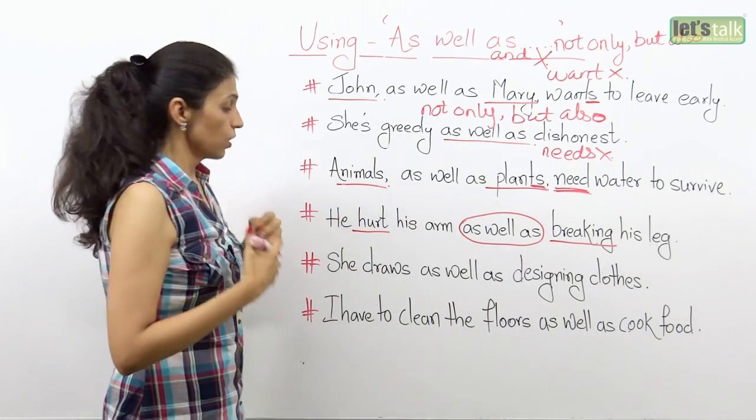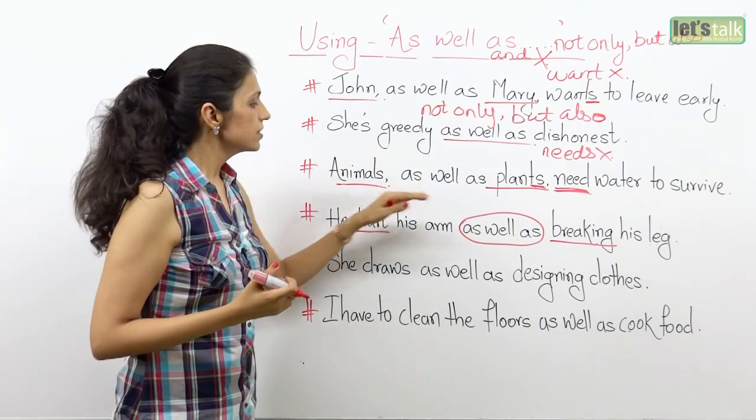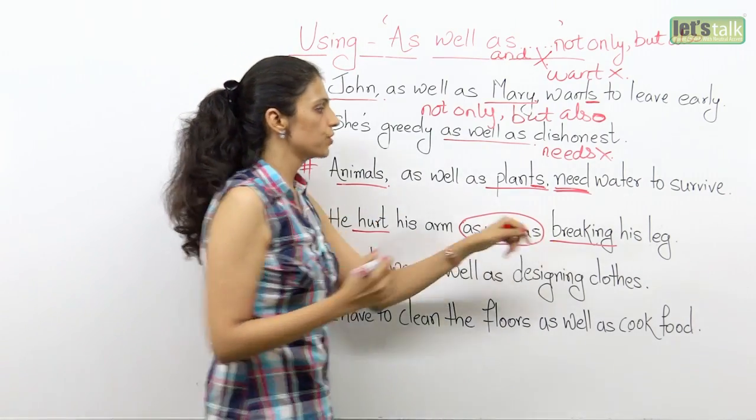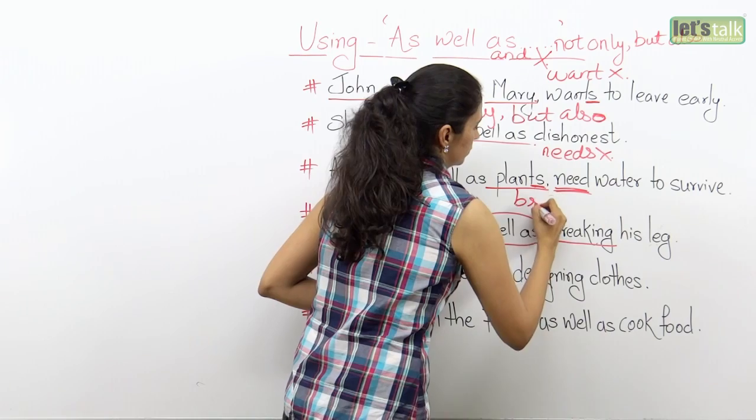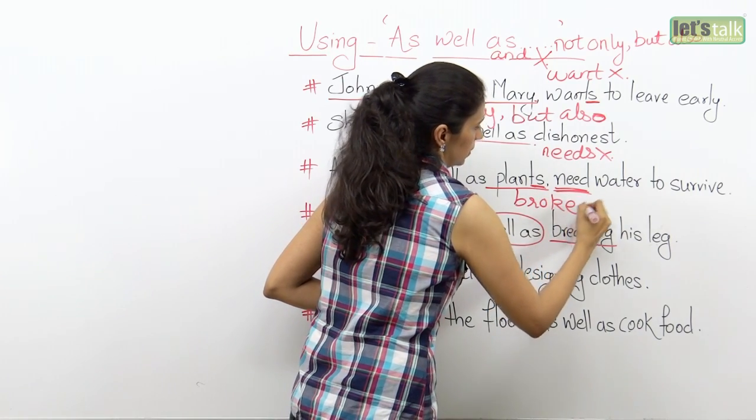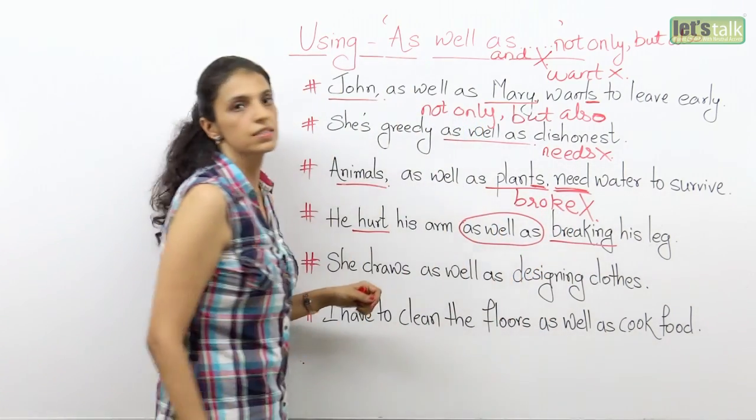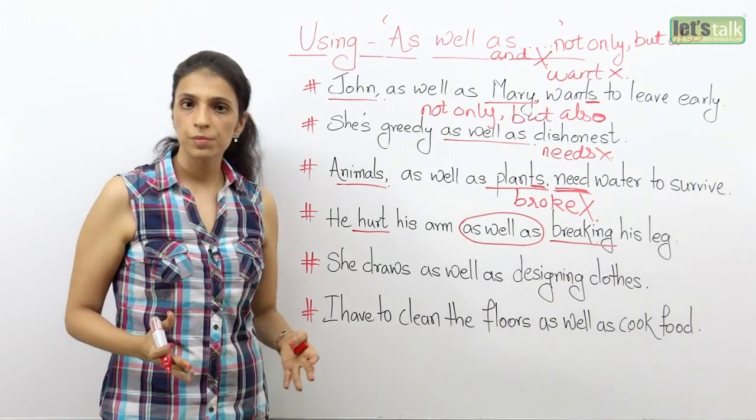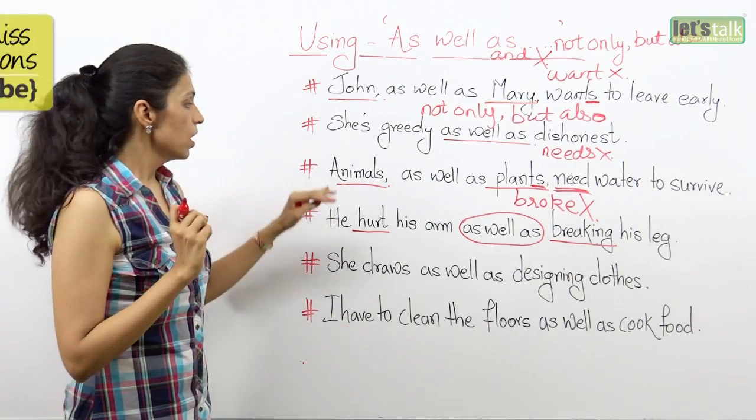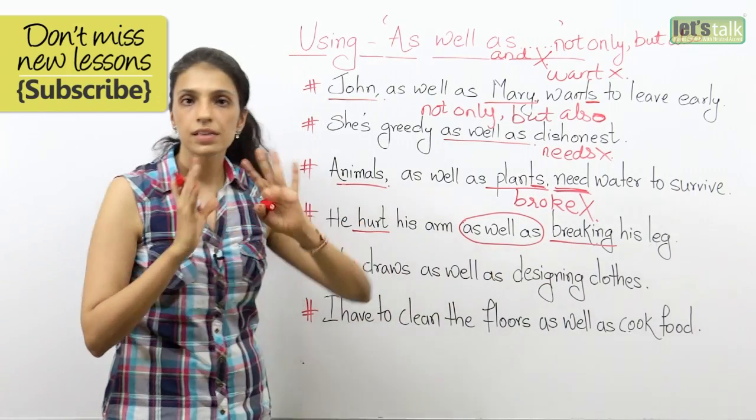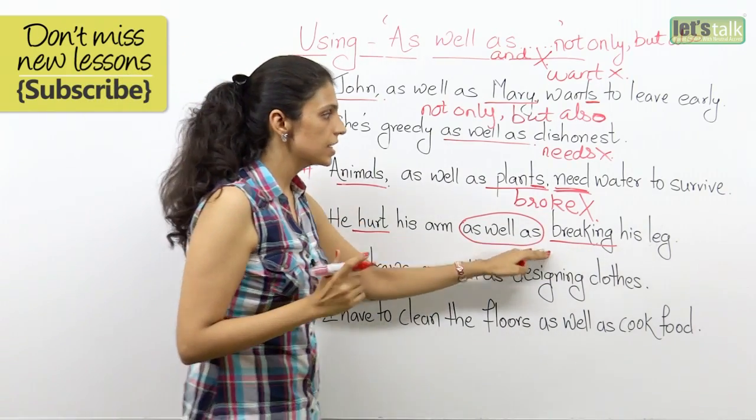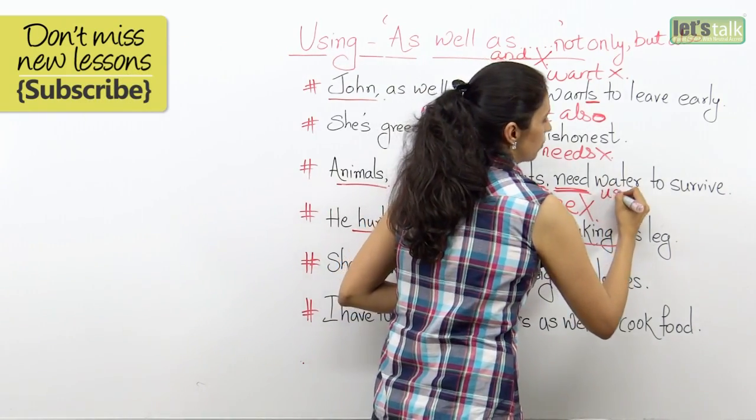A lot of people would use "He hurt his arm as well as broke his leg." This is incorrect. This is the most common error made. But remember, when you have a verb immediately after "as well as", use an "ing" form.